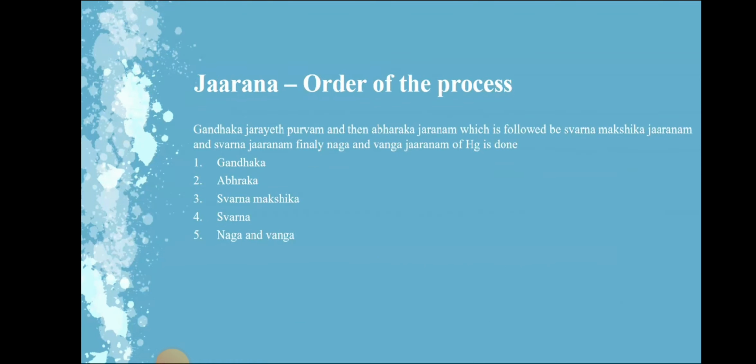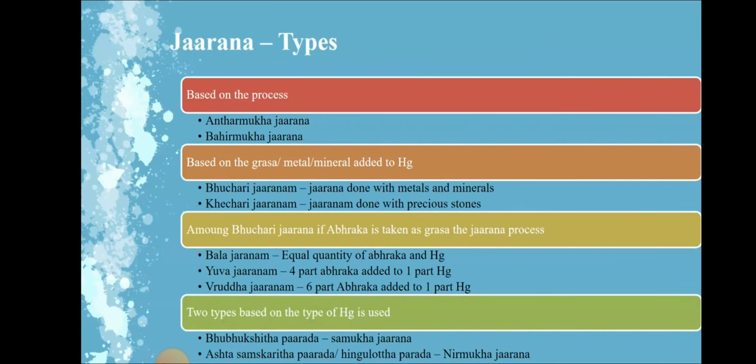Next is the order of the Jarana. That is, the materials and minerals are added to Parada in a specific order. That is, Gandhagam Jariye Purvam. So first Jarana should be done with the Gandhaga. Then that is followed by Abhraga Jarana, which is further followed by Swarna Makshika Jarana and Swarna, and finally Naga Vanga Jarana has to be done. So this is the general order of Jarana.